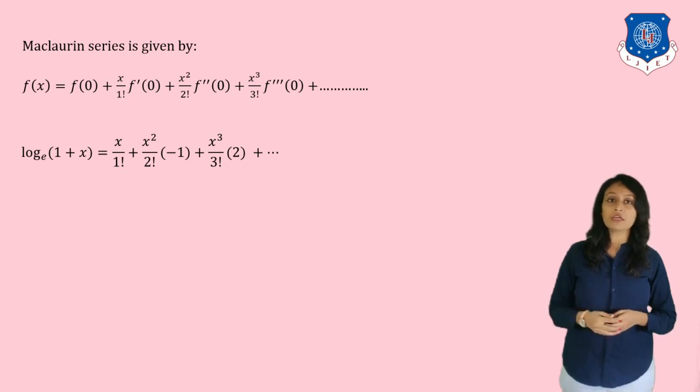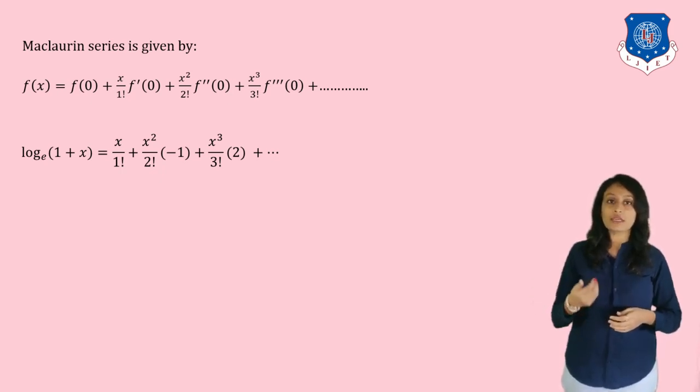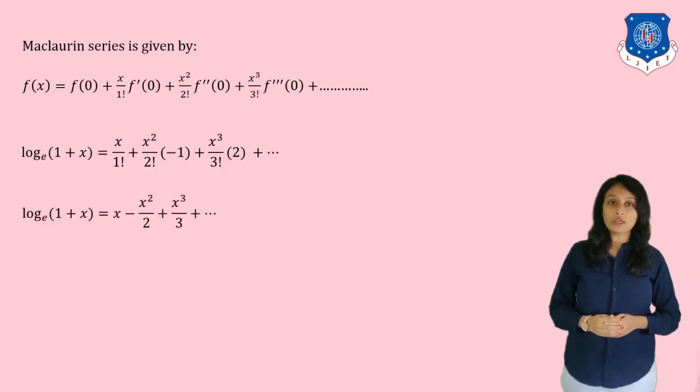So we get the answer: log(1 + x) is equal to x/1!, since the first term was 0, plus x²/2! into minus 1, plus x³/3! into 2, and so on. Now on simplification we get log(1 + x) = x - x²/2 + x³/3 and so on.